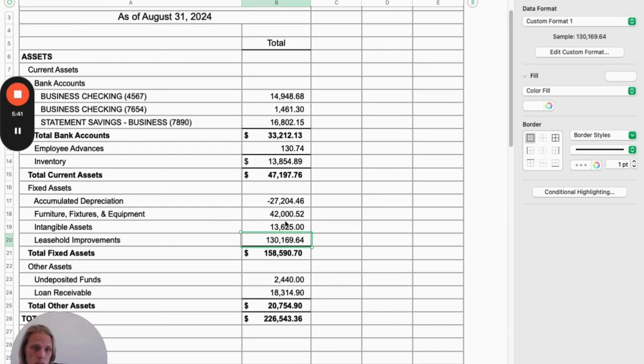We can't expense it all at once per tax rules, but that's what this accumulated depreciation line is. And this is something that your CPA will take care of. You shouldn't have to do this yourself. But basically, the furniture, the intangible assets, the leasehold improvements, all of those things can be expensed over time.